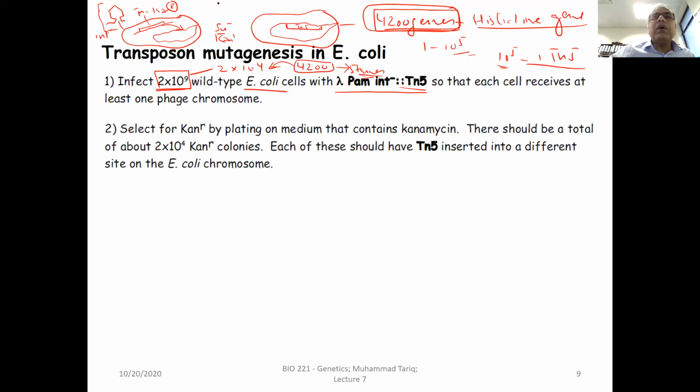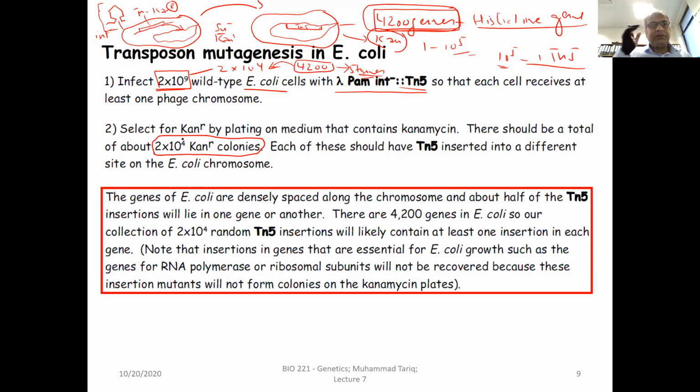What we do after this process, we select bacteria on kanamycin. And what we have now, 2 into 10 to power 4, 20,000 kanamycin resistant colonies. And our idea is that more or less every gene in bacteria will be at least mutagenized once by Tn5.